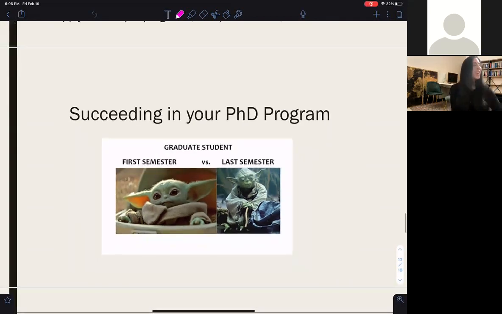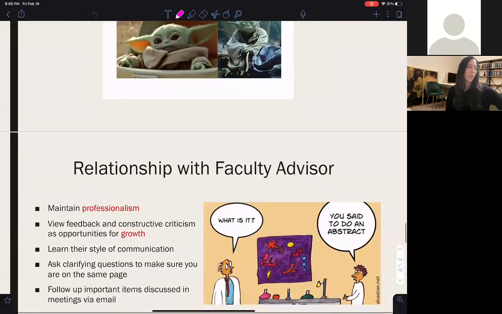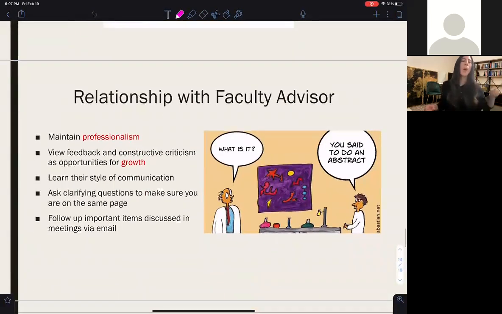So how can we get to this point? What do we need to do to succeed in our PhD programs? My number one tip here is you need to build a really solid relationship with your faculty advisor. Once you get into a PhD program, you're going to hear a lot of talk from PhD students and their faculty advisors. It's like every time you meet a PhD student, they have to have a venting session about their relationship with their advisor.